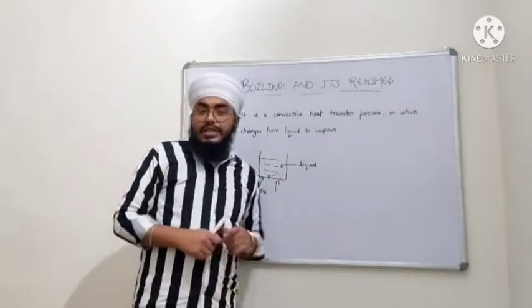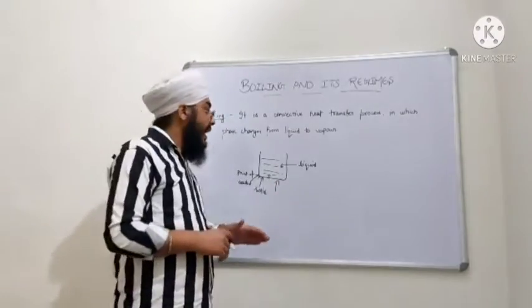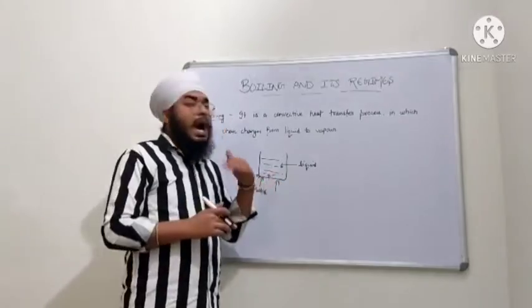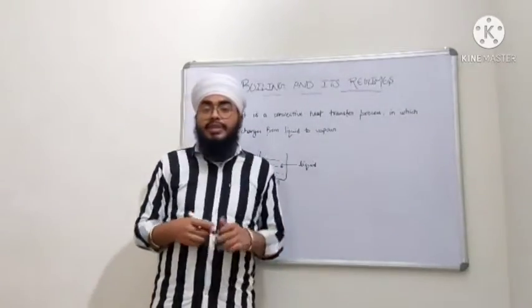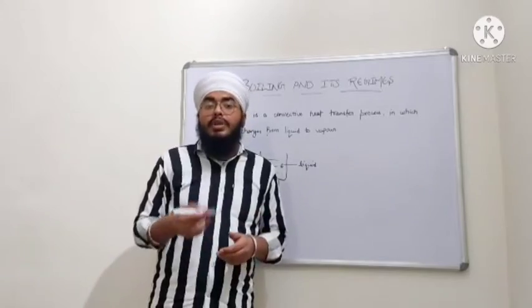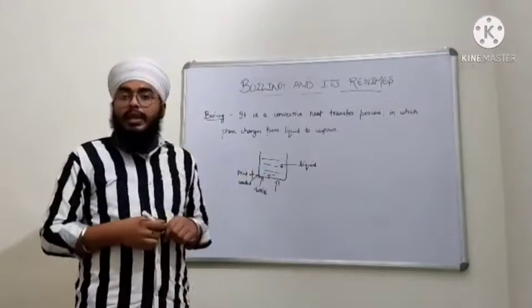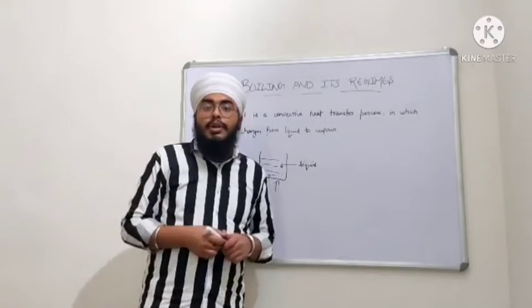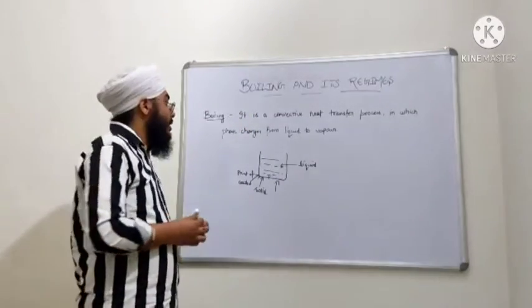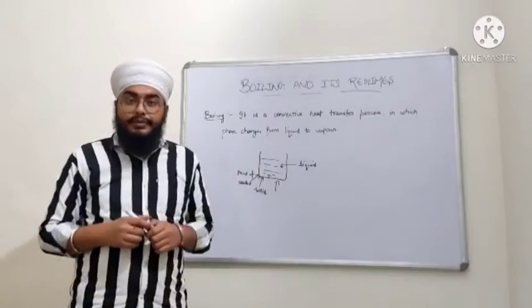Now in the boiling process, the surface temperature is maintained at a temperature higher than the saturation temperature. The term saturation temperature refers to the boiling point of the given liquid. Obviously, if the temperature is greater than the boiling point, then and only then will the boiling process occur.